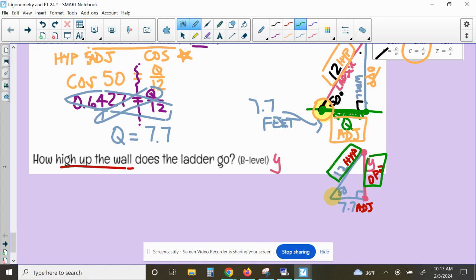Now you could use the 7.7. You're still going to get a perfectly good estimate. So it's not the end of the world. But if I have one that's perfect and one that is rounded, I'm going to pick the perfect one instead. Although you could pick either. Okay, so I'm going to be using opposite and hypotenuse. So write down opposite and hypotenuse.